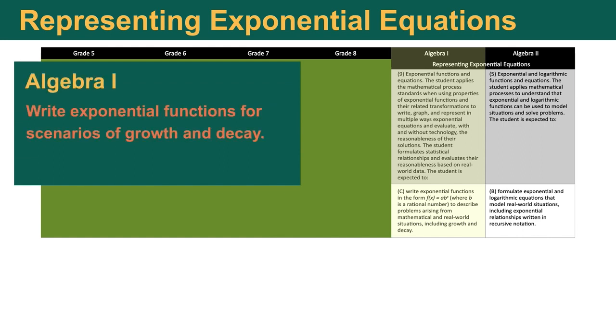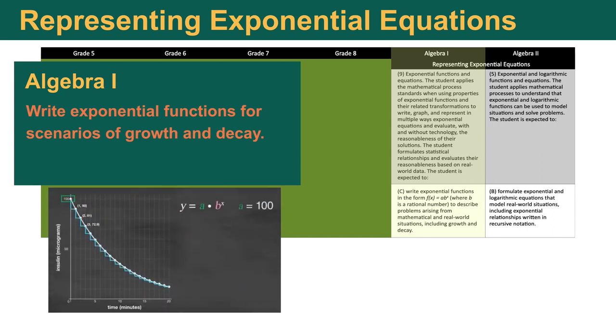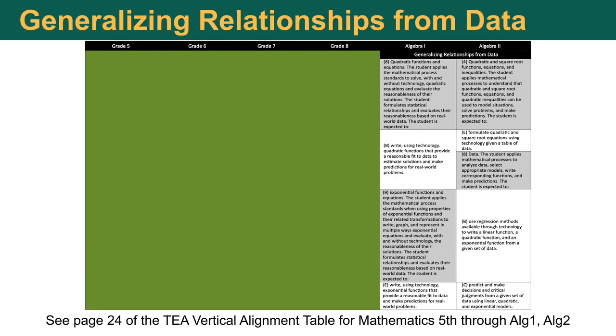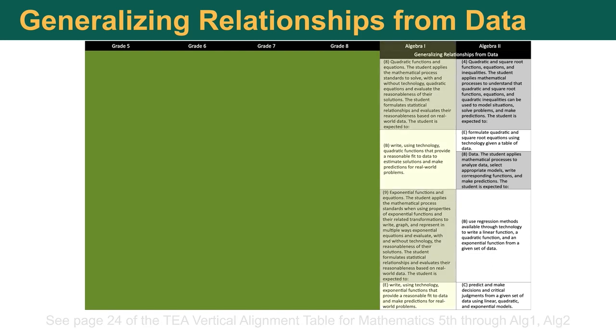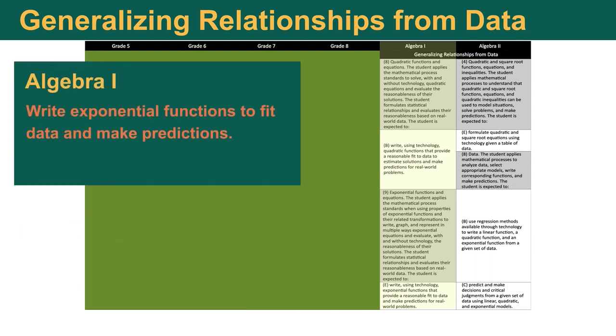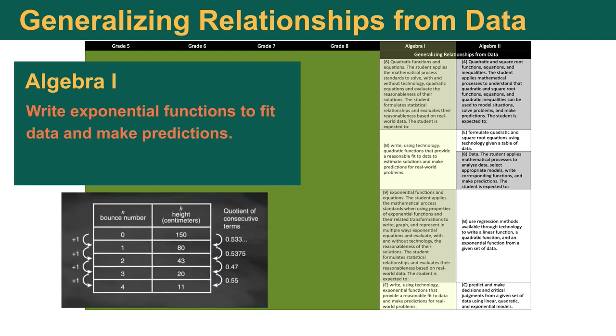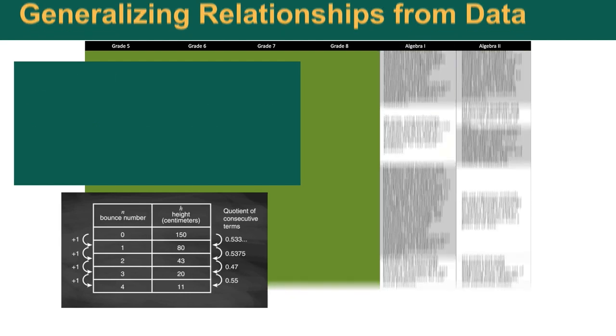Students will learn to write exponential functions that describe scenarios of both growth and decay. This will lead to students modeling real-world situations with both exponential and logarithmic equations in Algebra 2. While Standard 9E also lacks explicit prerequisite skills, the content regarding generalizing relationships from data is an extension of the previous standards. Here, students will write exponential functions to fit data and make predictions. This skill is important to be able to use data to make decisions and judgments in Algebra 2.